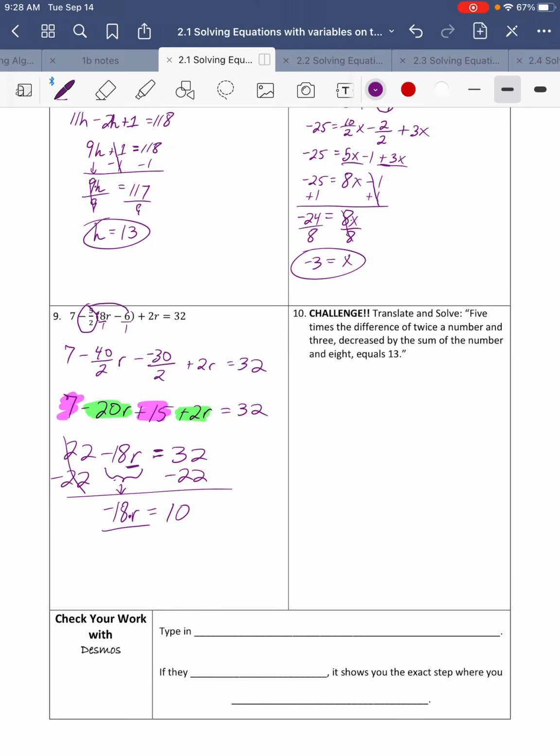We're going to divide. Negative 18 times r, so the opposite operation is divide. We get r equals, and I'm going to bring the negative out, 10 over 18. And we can reduce that down, divide by 2 to reduce it down to negative 5 over 9. All right, challenge. I will leave that one for class.